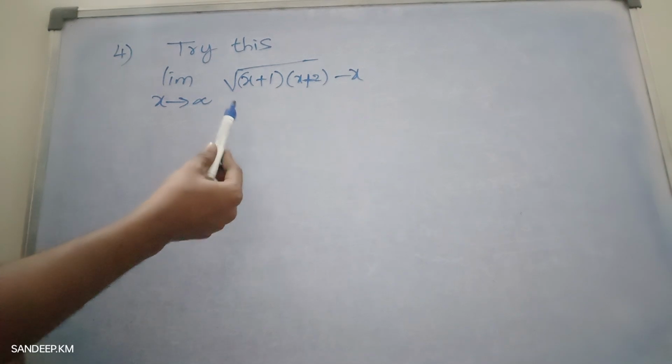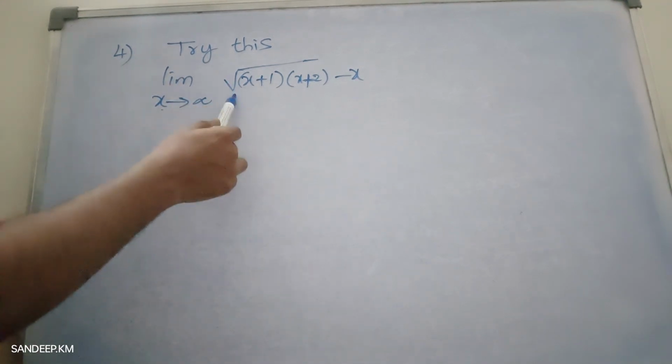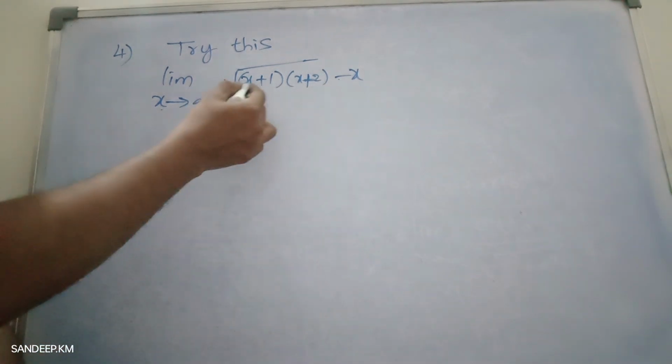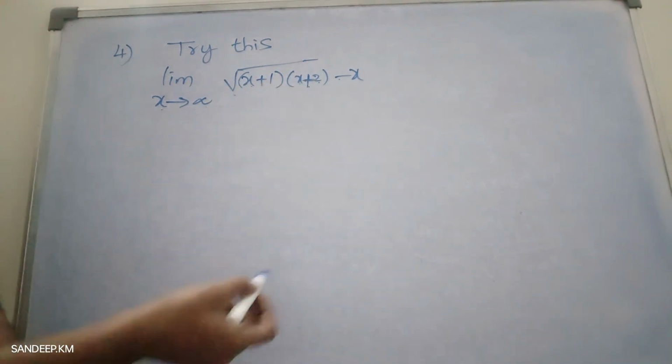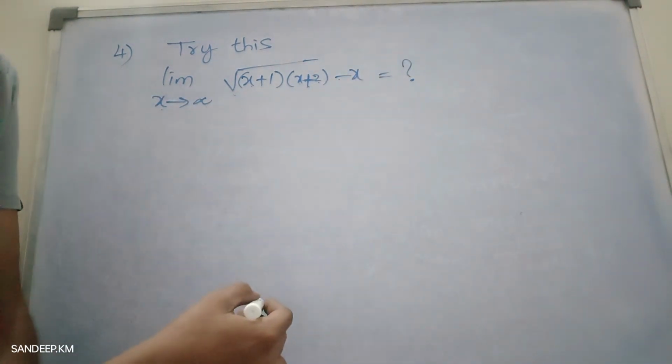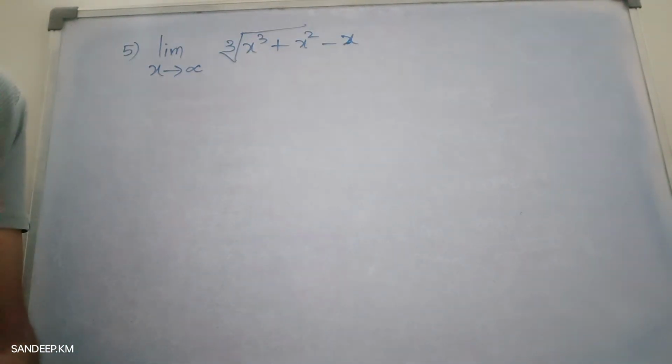You can try this question. Limit x approaches infinity, root over x plus 1 into x plus 2 minus x. Root over x plus 1 into x plus 2. Okay now, minus x. You can try this and let me know what is the answer in comment section. We'll go with next question.